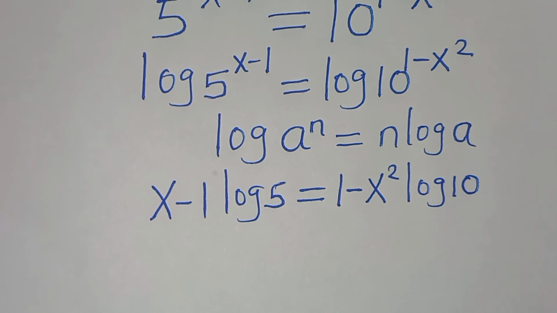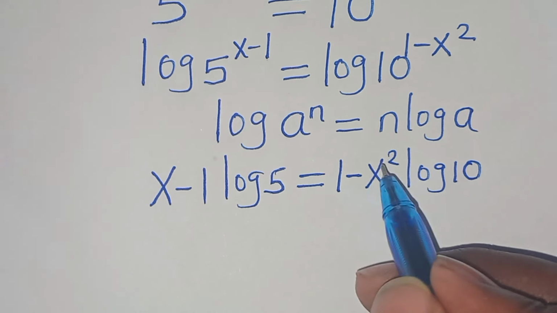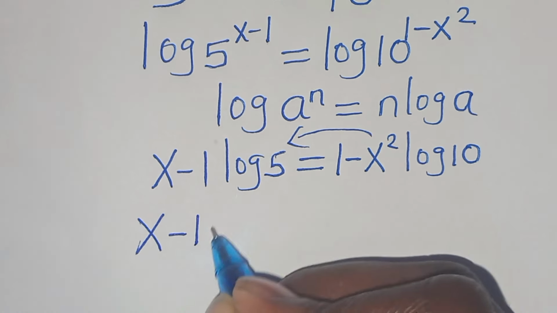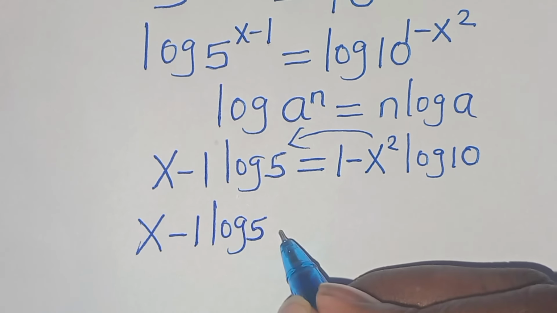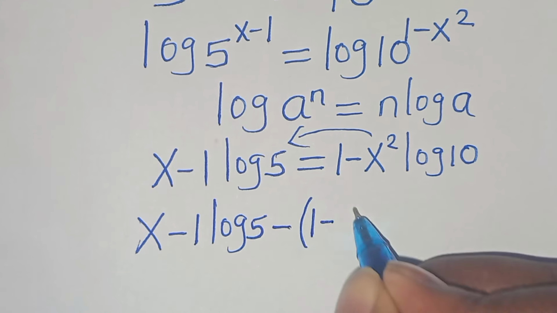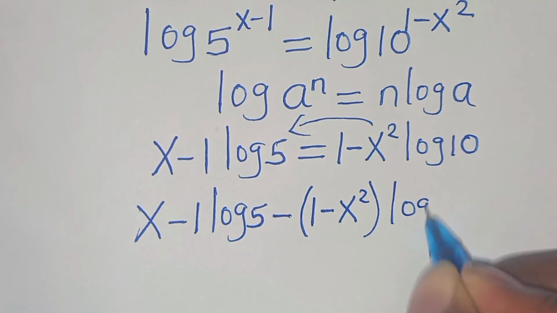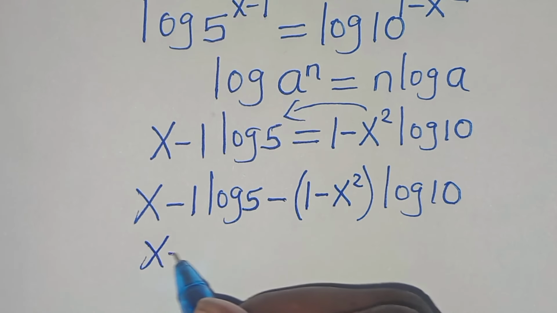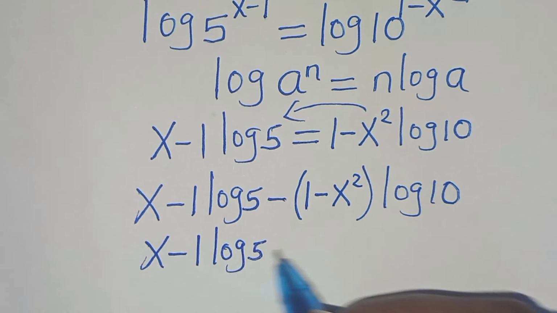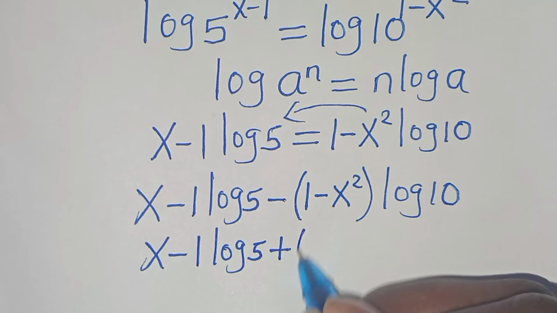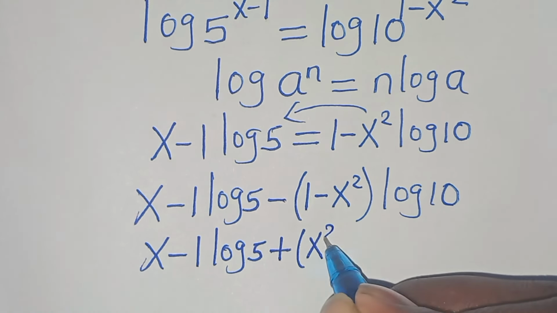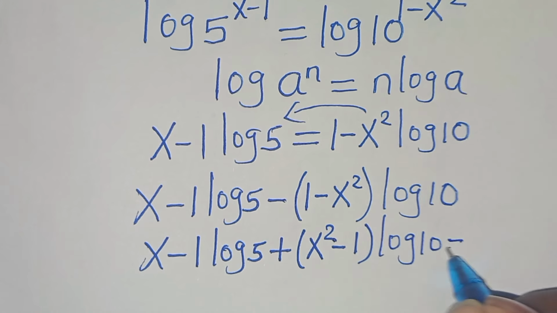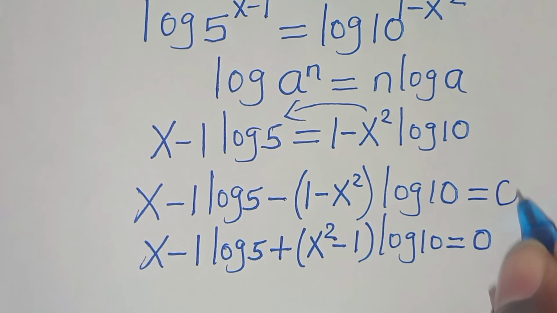Now the next step from here, let's take 1 minus x squared log 10 to the left-hand side. So that now we have x minus 1 log 5 subtract 1 minus x squared log 10. So we can express this again as x minus 1 log 5, then plus, this is the same thing as x squared, then subtract 1, log 10. This is equal to 0. Remember, this is equal to 0.